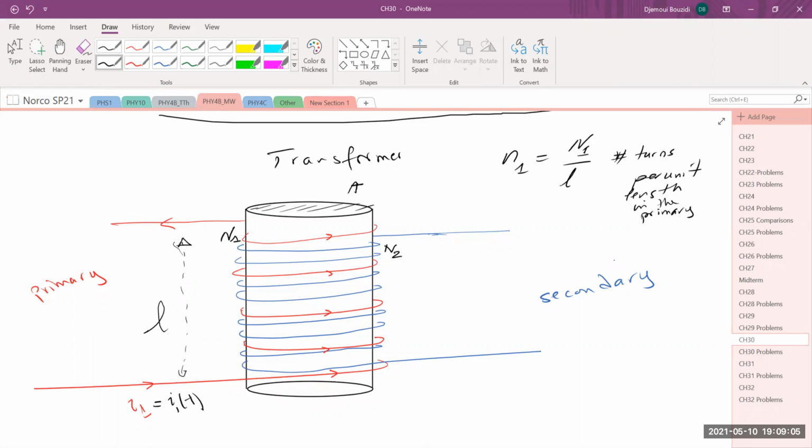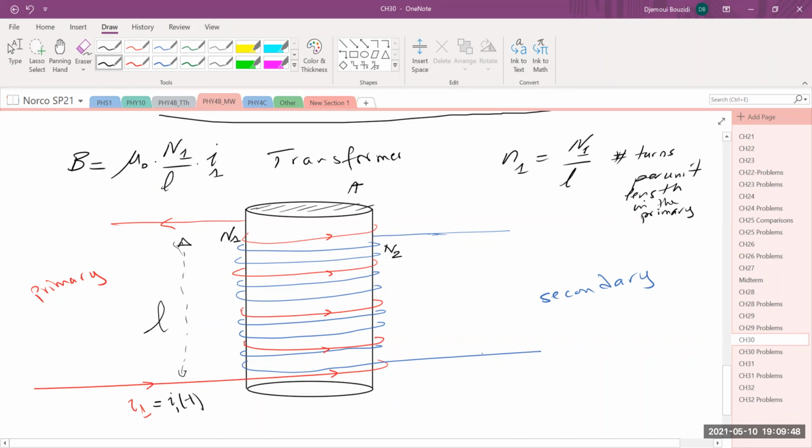Obviously, there will be a magnetic field. It doesn't matter if I changes or doesn't change, the magnetic field in the primary created by these N1 turns per unit length is going to be mu naught times n1, which is N1 over l, times the current I, which is I1. So this is the magnetic field created by this current. At this point, I really don't have any current in the secondary. If the current I1 is a steady current, there is nothing in the secondary.